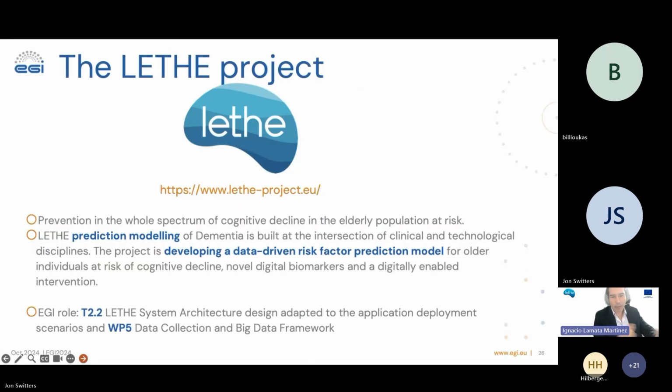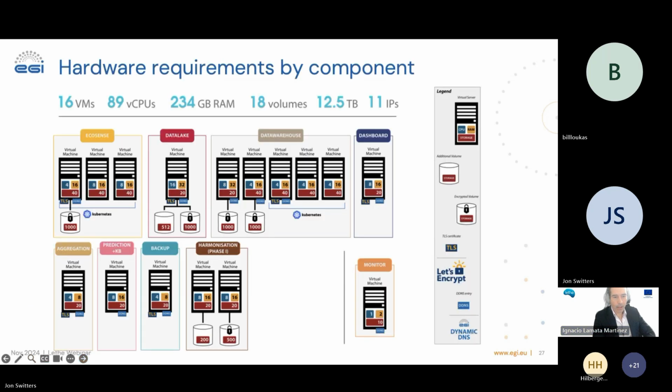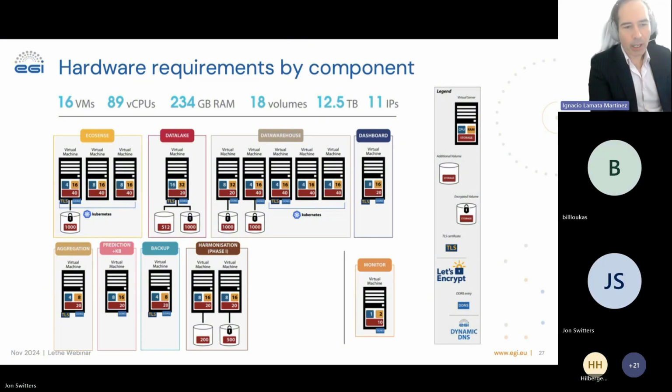So, okay, this is an overview of the project, but I think you have already some overview of it, so we can skip this slide. Okay, so we start with the hardware requirements. As you know, and my colleagues have presented, we divided the system into different components. For example, we have the EcoSense that Vasilis talked about before, that is in charge of collecting all this data coming from Fitbit and other wearables.